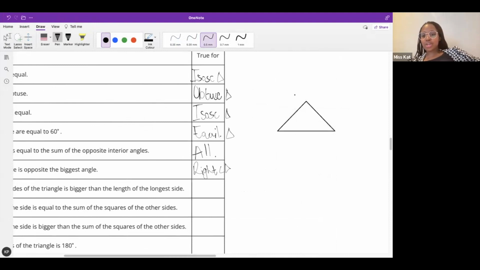So let's say this is my triangle and it's an isosceles. So this will be 4, this will be 4, and this will be 7. Right? So it says the sum of the shorter sides. So 4 plus 4 will definitely be greater than 7.